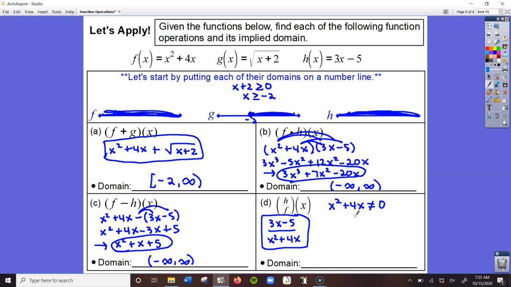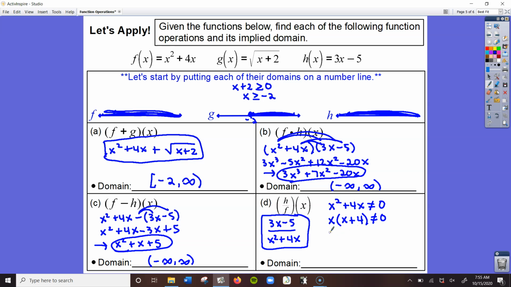X squared plus 4x is another quadratic, so you can factor. Now this does not have that third term, so you're not looking for what two numbers multiply to give you the last, but instead you're looking at the two terms and seeing what they have in common. They both have an x in common. So I can factor out an x, and then inside my parentheses, I'd have x plus 4.